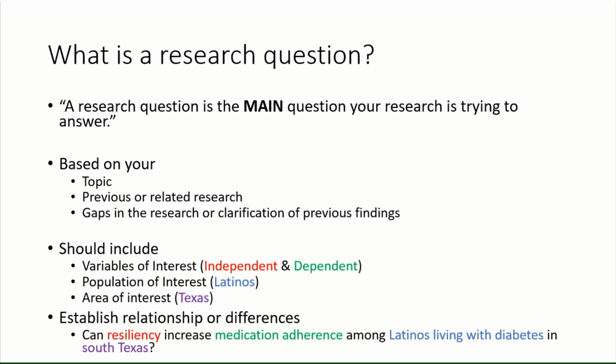You can see that I highlighted, or rather color-coded, my variables. So my independent variable is going to be resiliency. My dependent variable is going to be medication adherence. I'm interested in the Latino population with diabetes. And the area is in Texas, specifically South Texas, because there are different demographics in Texas depending on where you live. So essentially, your research question needs to have all these components for it to be very clear to the reader what you're trying to answer.